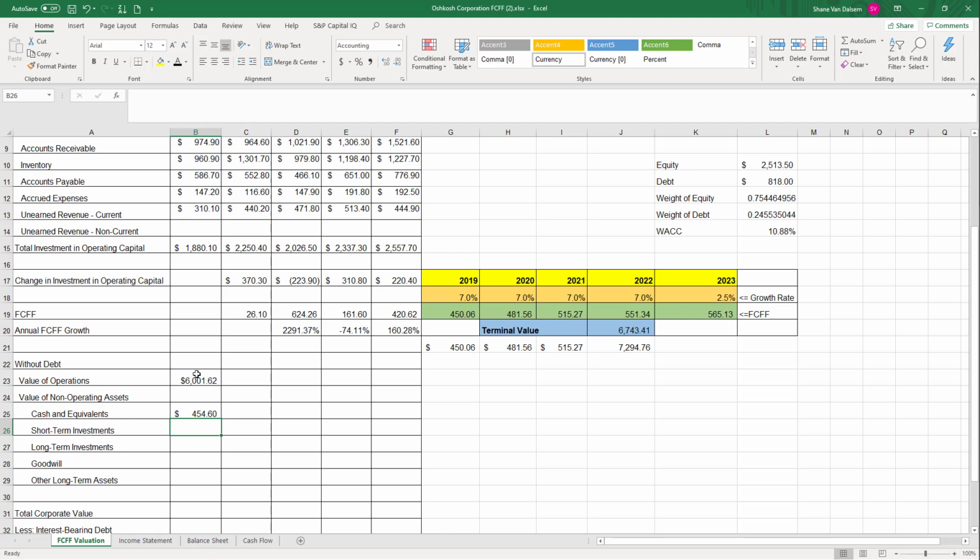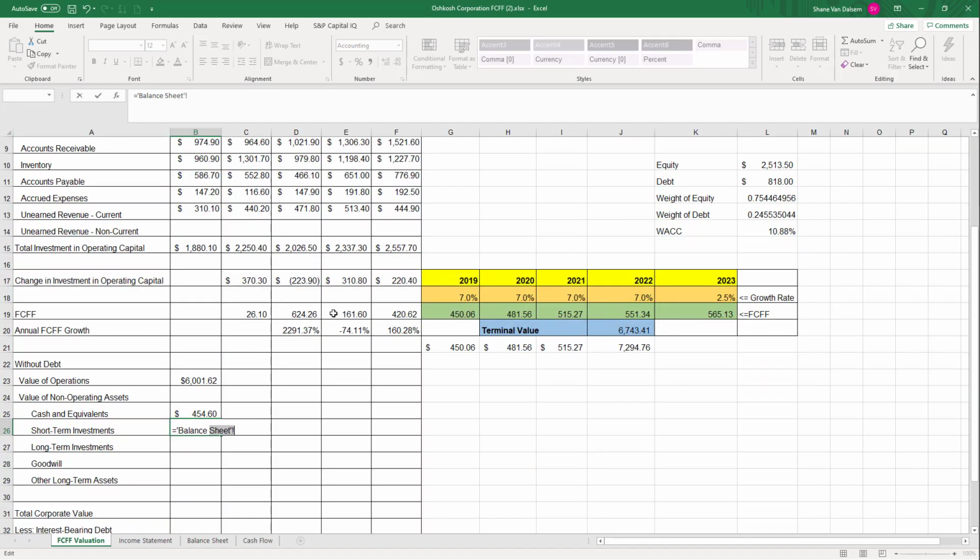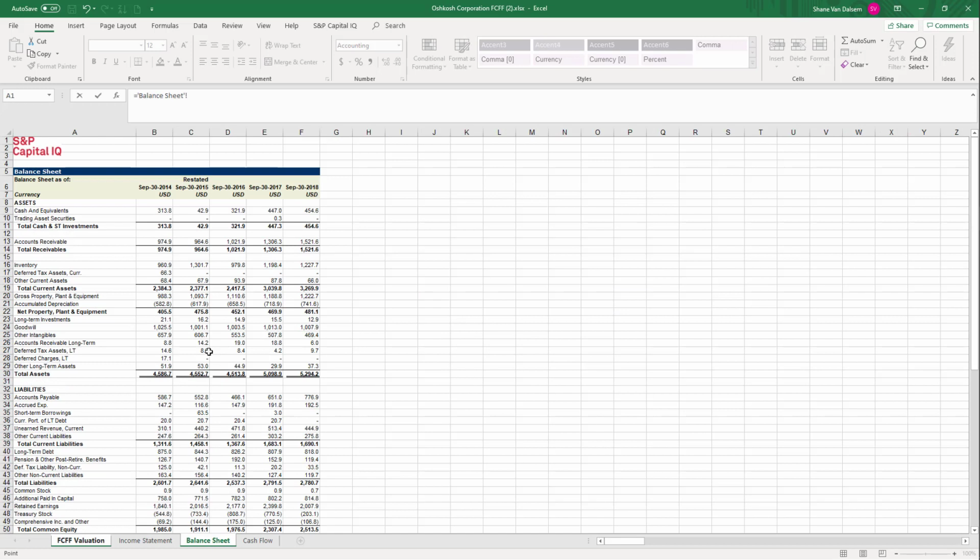We've got one for short-term investments. And so you can see your total cash and short-term investments. They don't have any short-term investments, so that's just zero. Long-term investments. Again, go to the balance sheet. Long-term investments right here of $12.9 million.